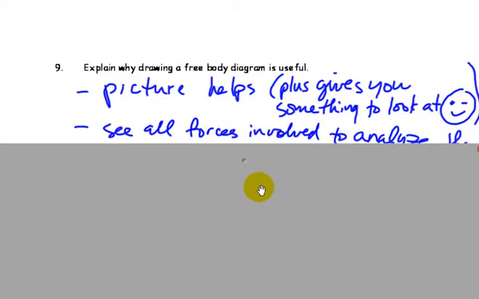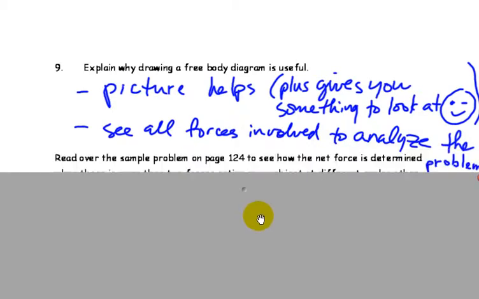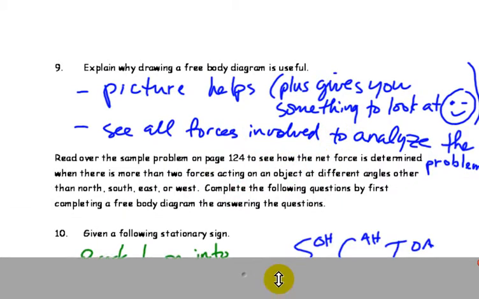So free body diagrams, they're basically a picture. It helps to figure out what you're doing, gives you something to look at, and you can see all the forces involved when analyzing a problem.